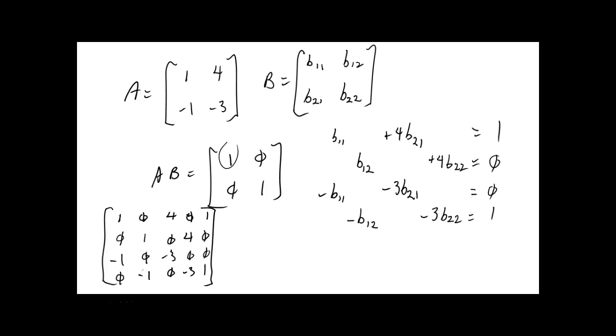Add row 1 to row 3. Okay? So that's the first thing we're going to do. Row 3 plus row 1. Okay? So this will become, don't leave the first row alone. 1, 0, 4, 0, 1. Leave the second alone. 0, 1, 0, 4, 0. New row 3 becomes 0, 0, 1, 0, 1. Okay? And leave row 4 alone. 0 minus 1, 0 minus 3, 1.